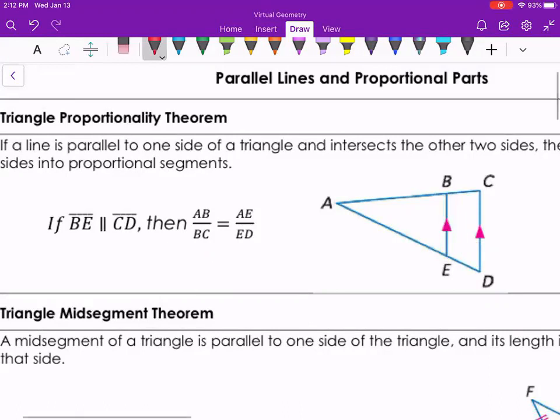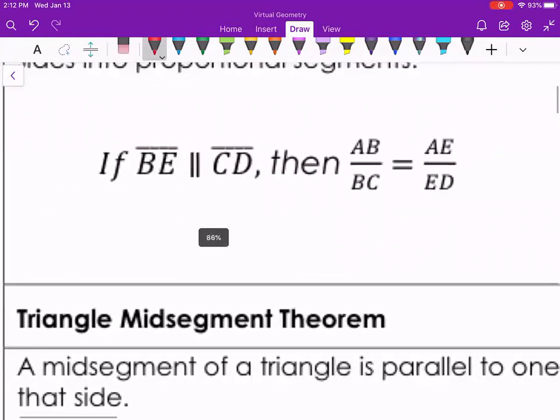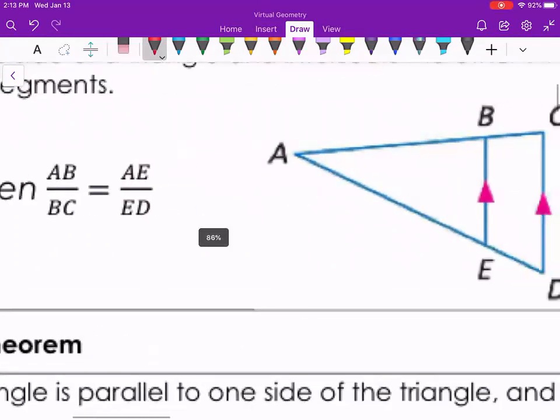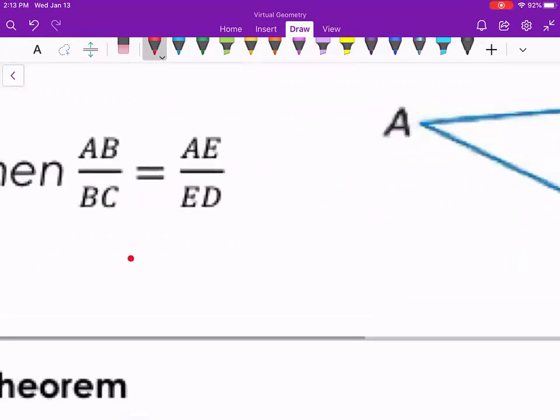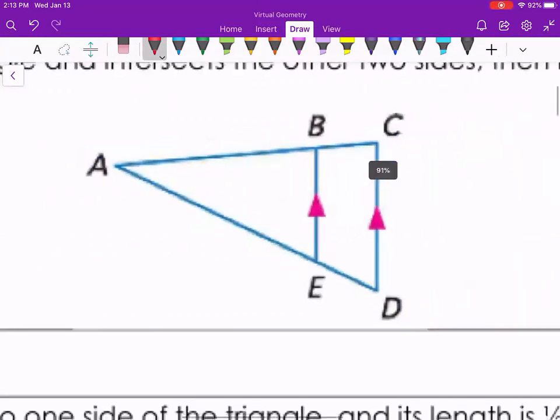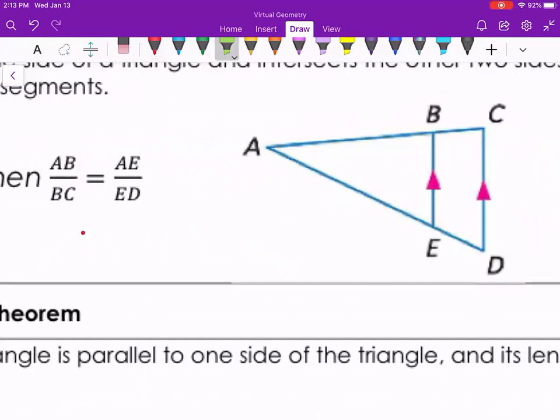So let's take a look and see what that means for us here. So if segment BE is parallel to segment CD, and they are, that's what those pink little triangles there mean, that's your parallel symbol, then these ratios and this proportion are equivalent, they are true. So AB, the length of AB, compared to BC, those two parts are equal to or proportional to AE and ED. So we can use those to make up our proportions.